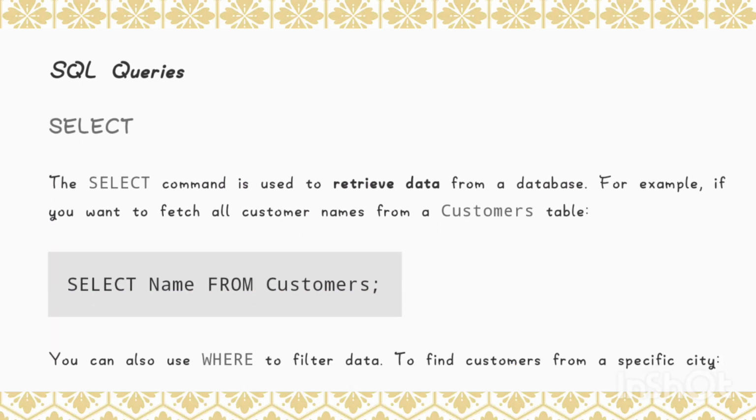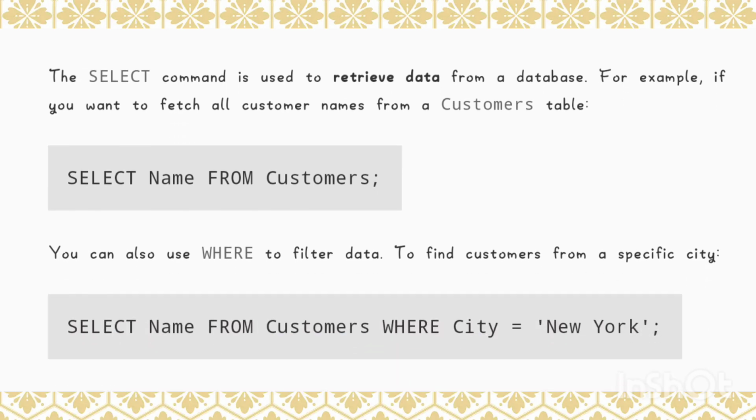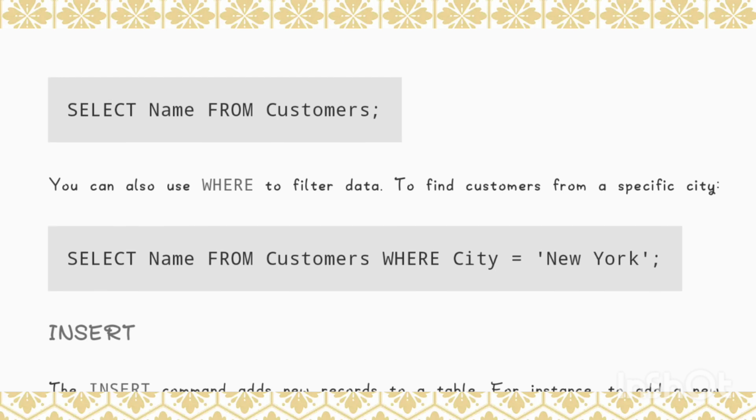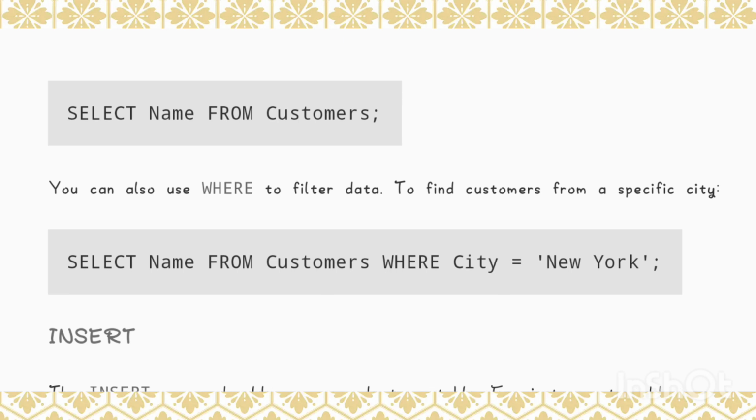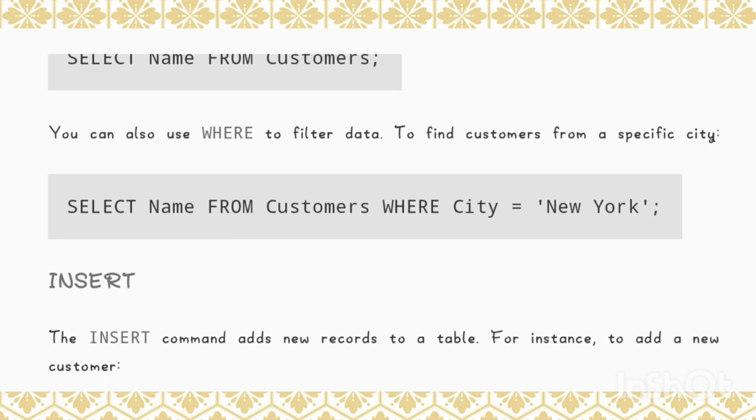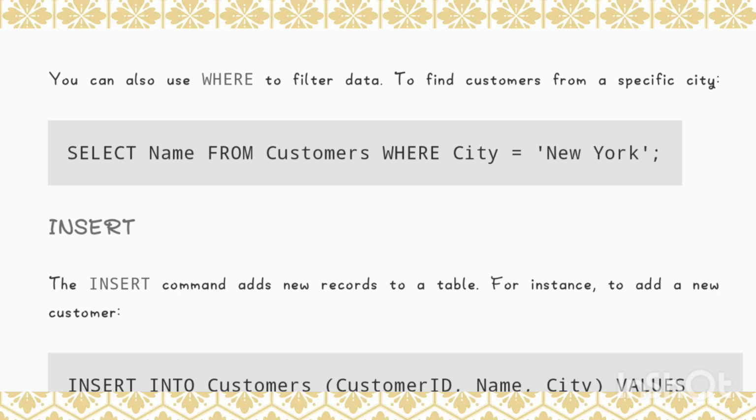SQL queries. Select. The select command is used to retrieve data from a database. For example, if you want to fetch all customer names from a customers table, SQL: SELECT name FROM customers. You can also use WHERE to filter data. To find customers from a specific city, SQL: SELECT name FROM customers WHERE city = 'New York'.